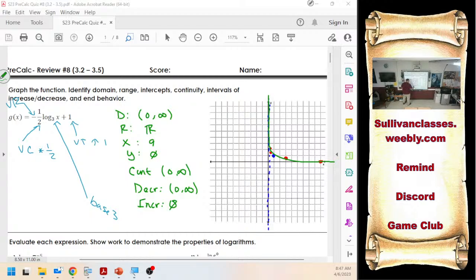End behavior, do we remember how to write these? The limit of my function.